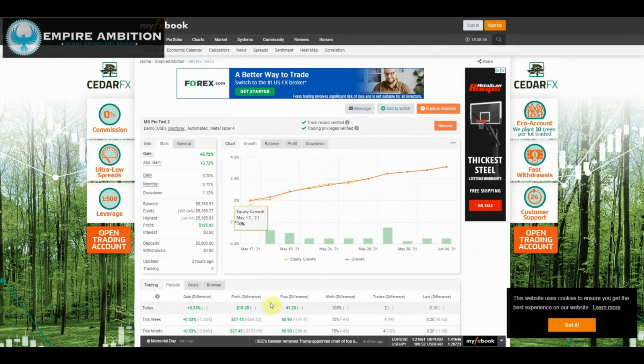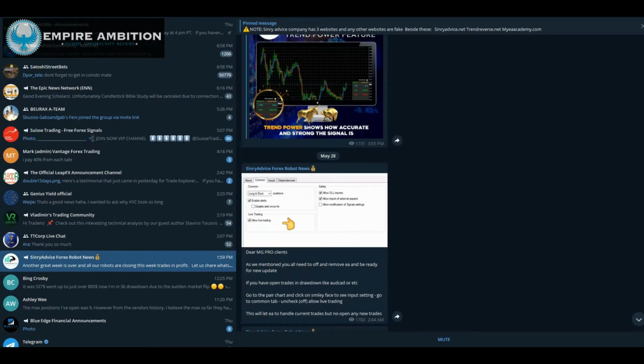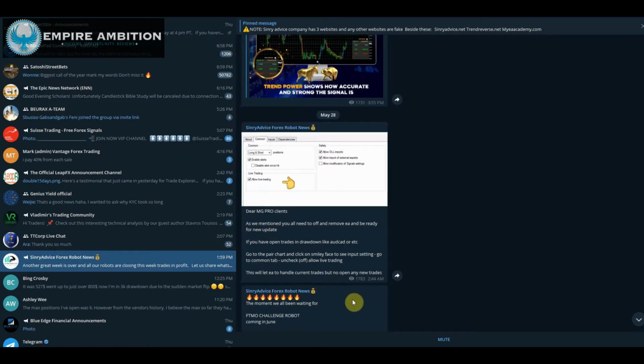And the reason for that is because if you will recall, we did get this notice last week. Dear MG Pro clients, as we mentioned, you all need to often remove EA and be ready for the new update. If you have open trades and drawdown like AUD CAD or etc., go to the pair chart, click on smiley face to see input settings. This will let the EA handle the current trades, but not open any new trades.